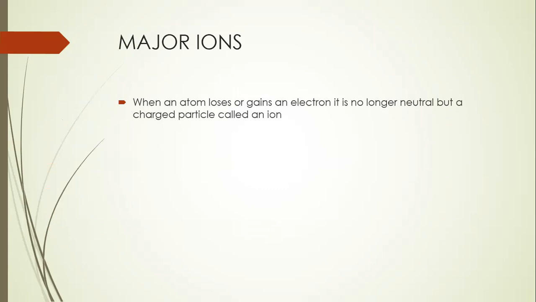Next is the ions. What do you mean by an ion? When an atom loses or gains an electron, that condition is known as an ion. So, for example, we can say that it is a charged particle.